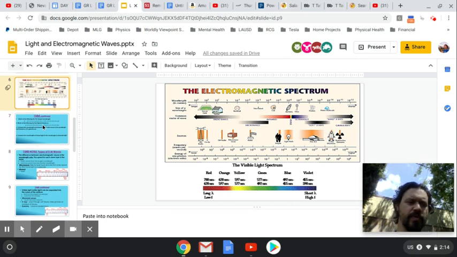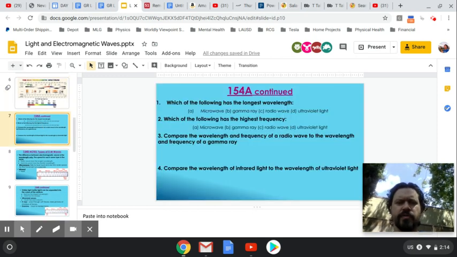Moving on. Little quiz. Which has the longest wavelength? Radio wave. Which has the highest frequency? It's the one that's the shortest. It's a gamma. That's why they're really dangerous. Give you too much energy in your body, it'll kill you.